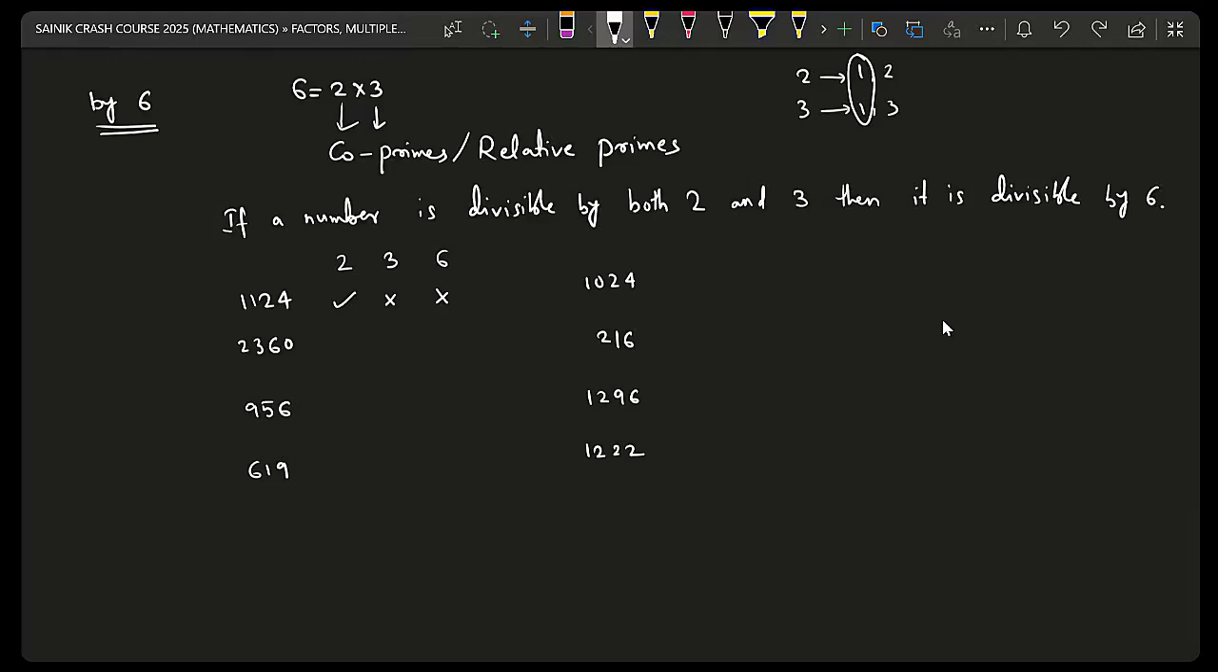If the last digit is either 0, 2, 4, 6, or 8, it is divisible by 2. Yes, sir. So if the last digit is 0, it is divisible by 2. Yes, sir. How to check a number is divisible by 3 or not?